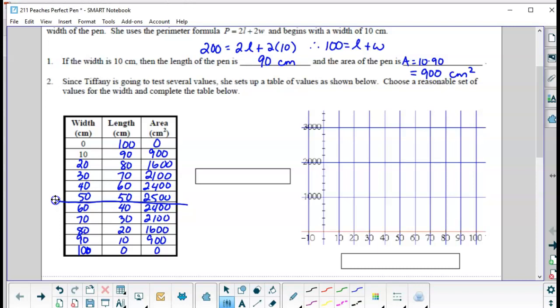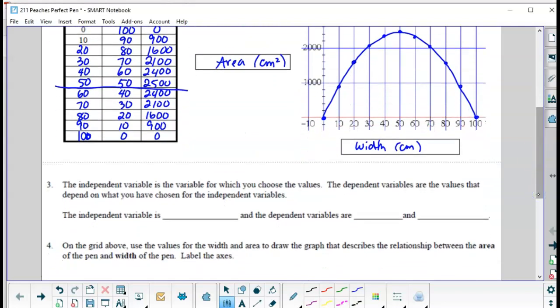We have to label the axes. So we want to put in our horizontal axis width, and that's in centimeters. Vertical is going to be the area, not the length. That would be just a linear function if you're graphing length versus area. Area then is centimeters squared. Okay, so again, pause the video and plot these points. Okay, so points have been plotted, joined up with a curve, axes labeled.